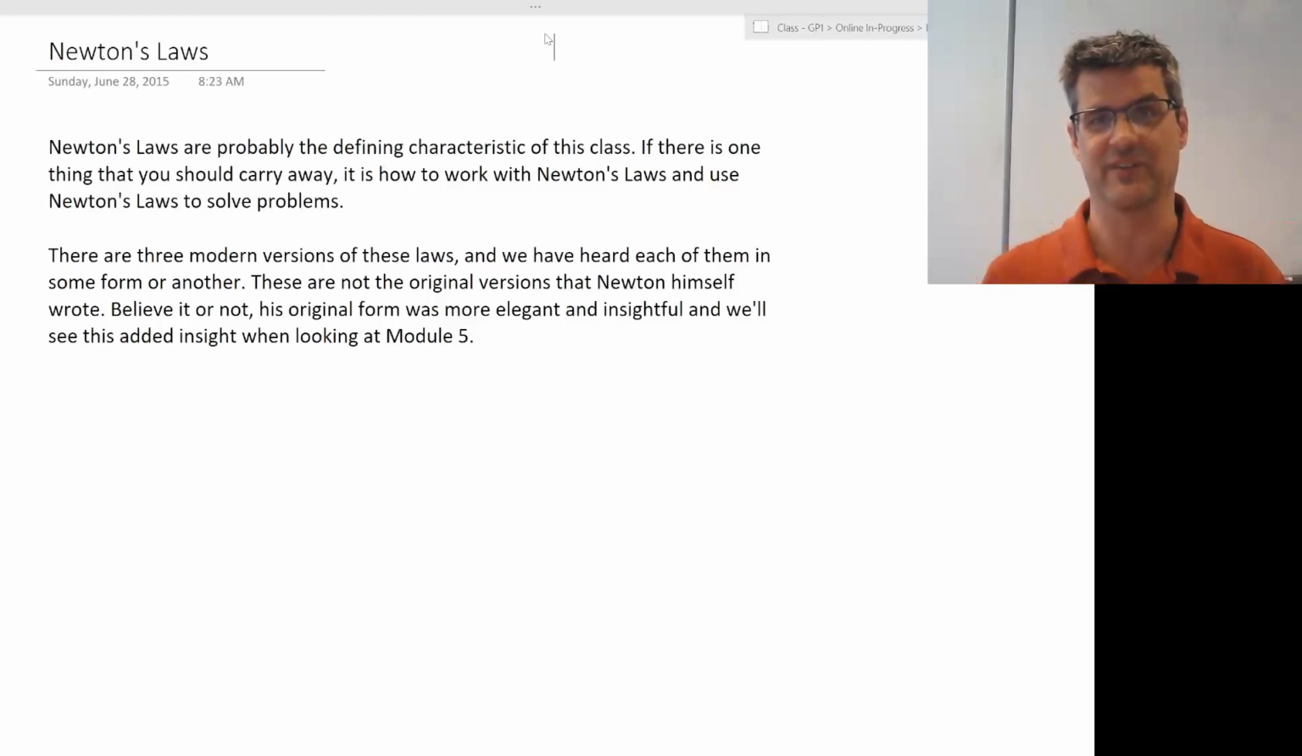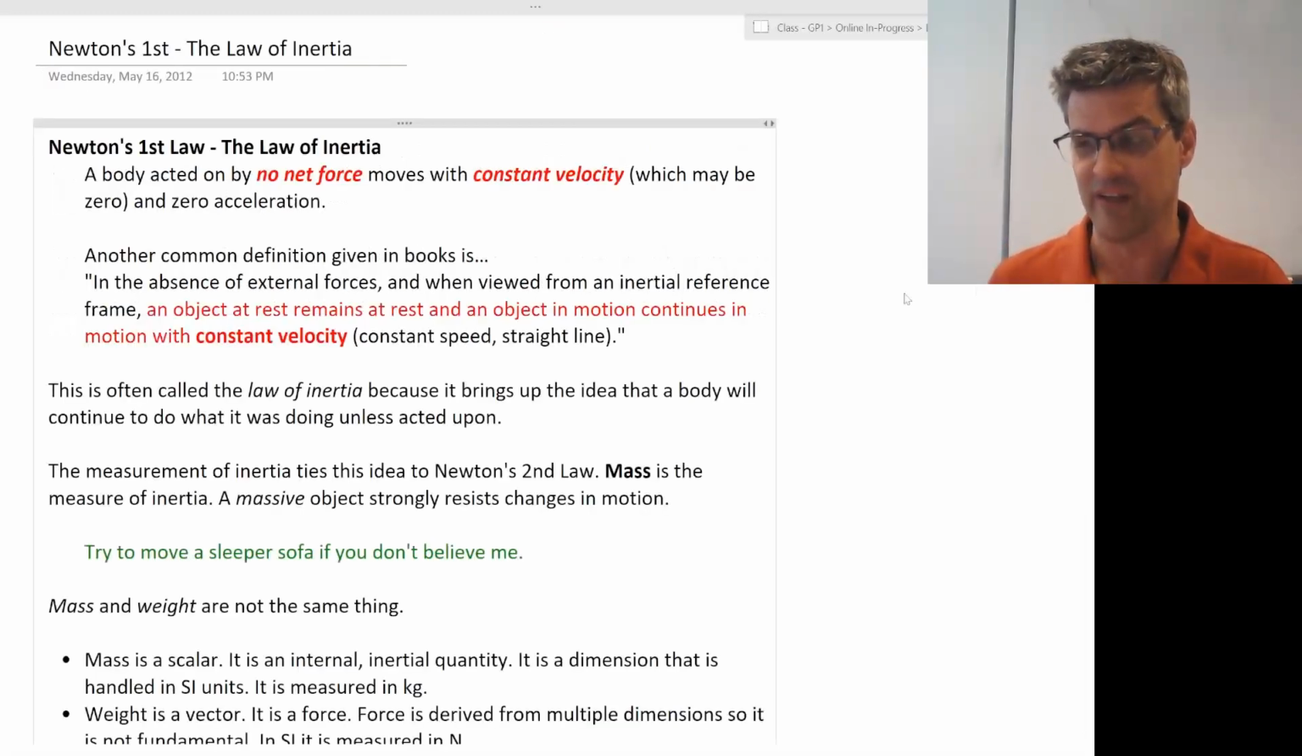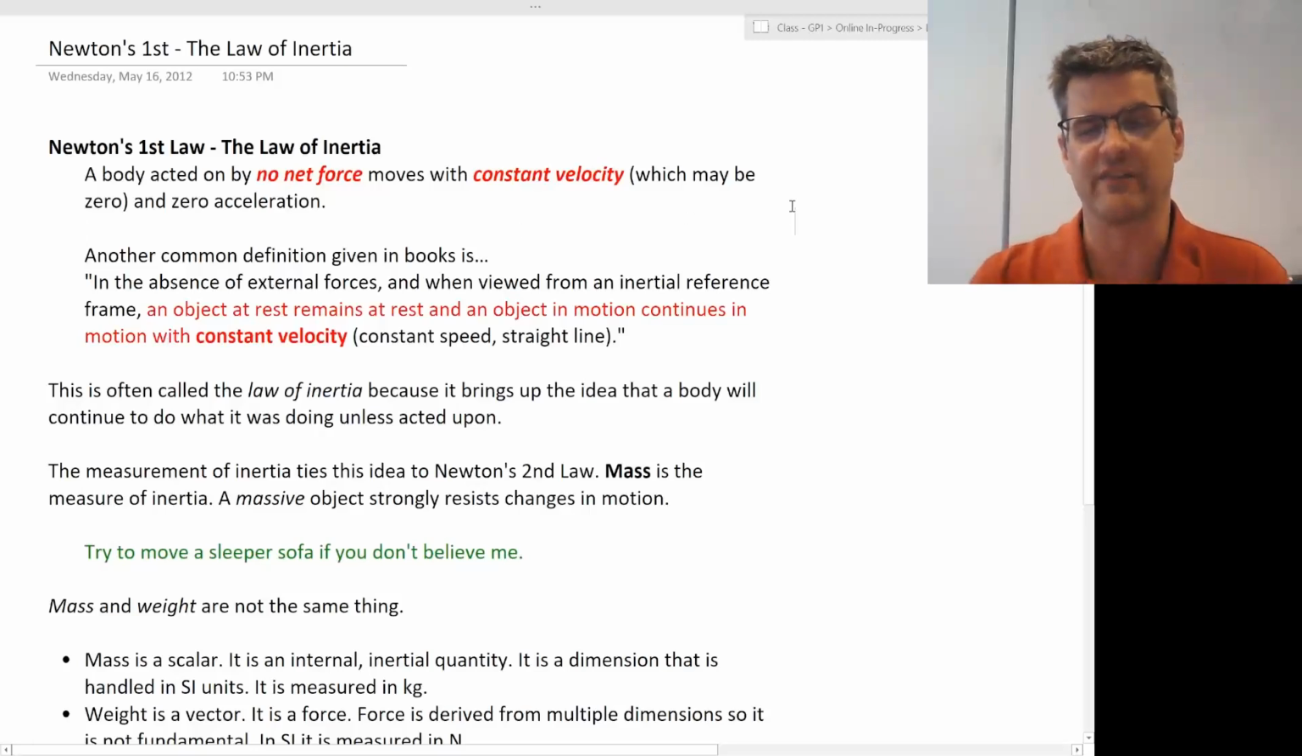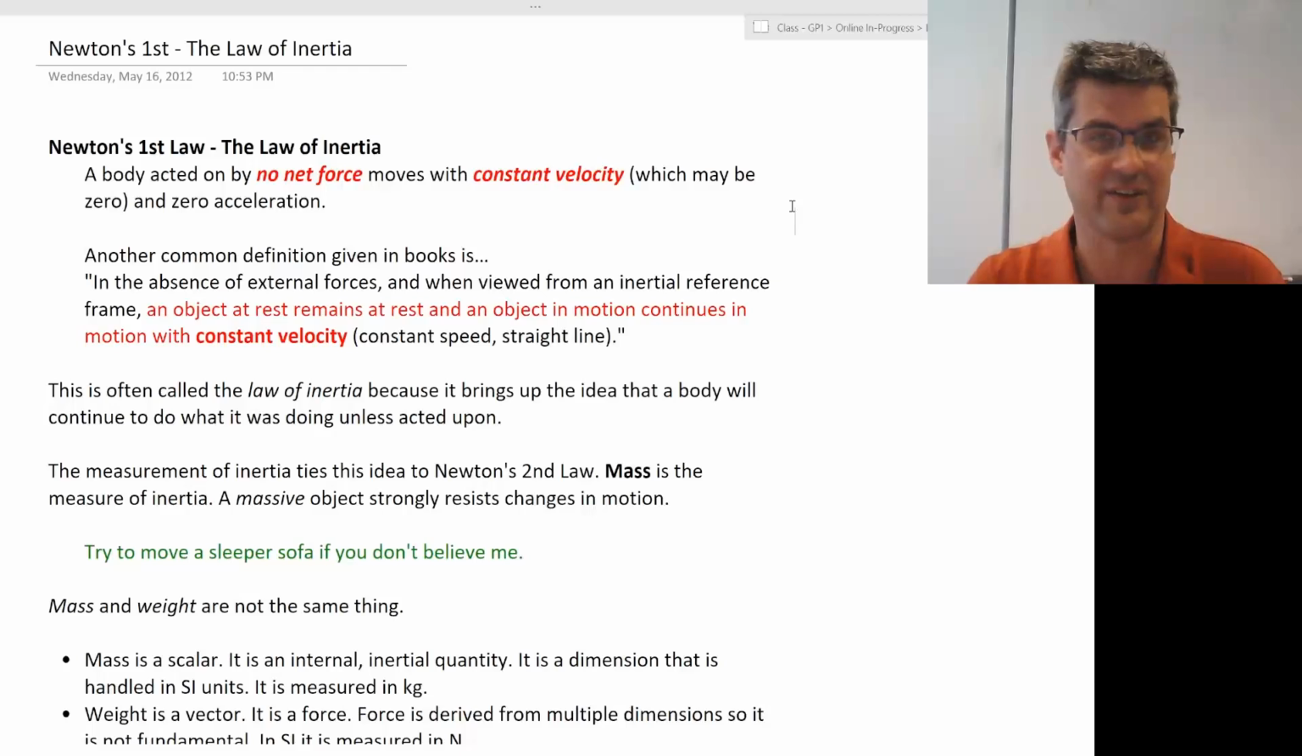It's all built on these laws of motion. So what are these laws of motion? There's three of them. His first law of motion is commonly called the law of inertia. A body acted on by no net force moves with constant velocity, which may be 0, and 0 acceleration.